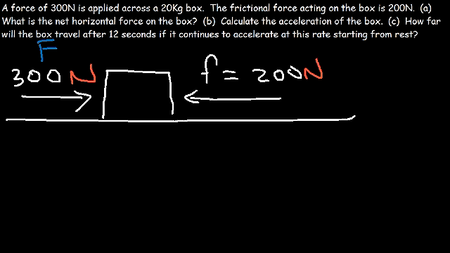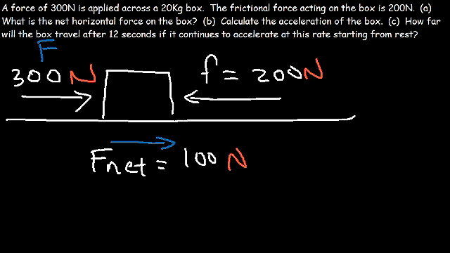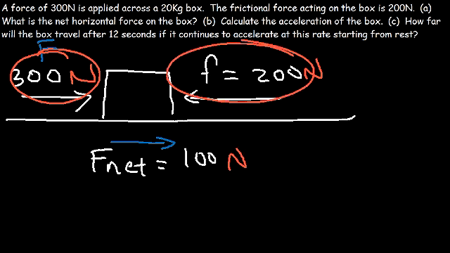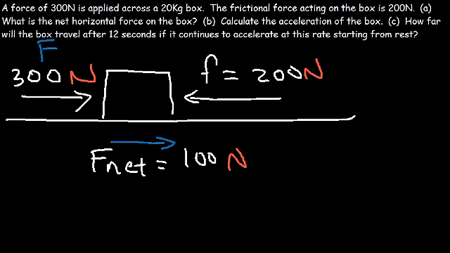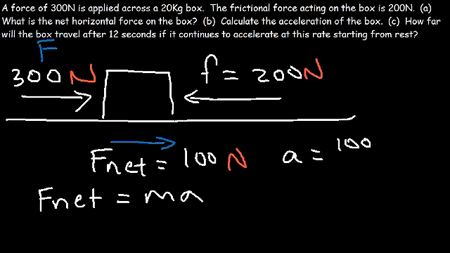So the net force is in this direction. The net force is simply the difference between the two forces. So it's 100 newtons directed towards the right if these two forces are in their respective positions. Now, what is the acceleration of the box? Once you have the net force, you can use this equation, F equals ma, to find the acceleration. So the acceleration is the net force of 100 divided by the mass of the box. So the acceleration is 5 meters per second squared.